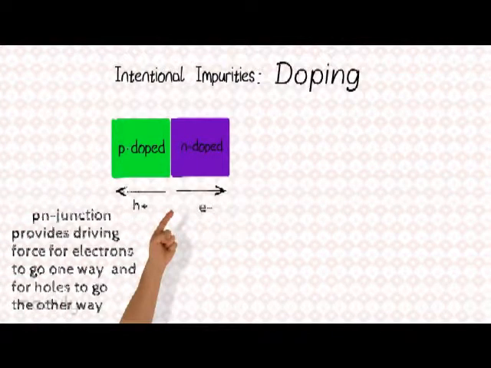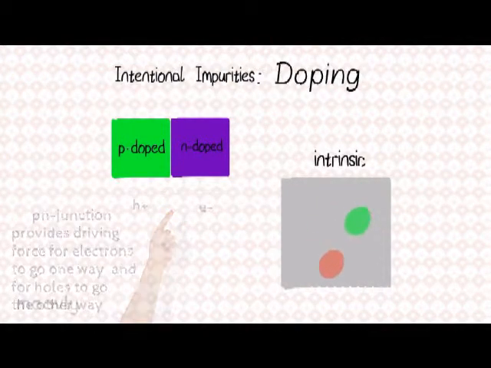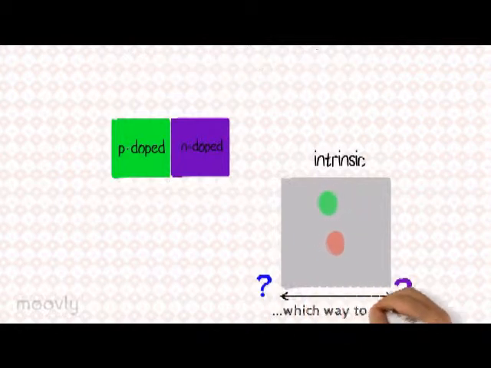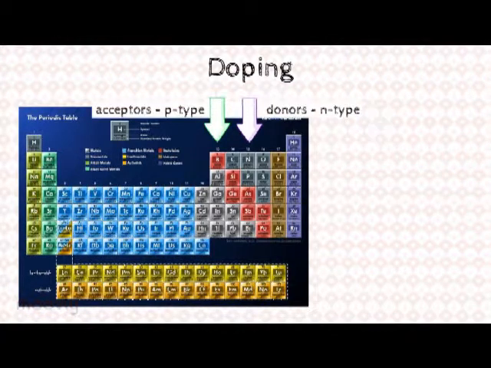Without controlled doping, free carriers can be generated in intrinsic silicon, but there's no potential gradient to provide a driving force for electrons to go in one direction and holes to go in the opposite direction. Silicon is typically doped with group 3 and group 5 elements. Group 3 elements are electron acceptors, while group 5 elements are electron donors. Introducing these electron acceptors creates p-type silicon, and adding electron donors creates n-type silicon.